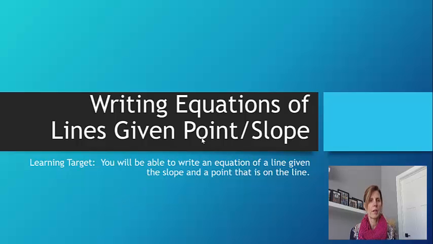All right, so far in algebra, we have solved equations, we have graphed equations, and now we'll be writing equations. In the previous lesson, we worked with writing equations of lines given the slope and intercept. Today, we'll be looking at writing equations of lines given the point and the slope. So at the end of this lesson, you'll be able to write an equation of a line given the slope and a point that is on the line.